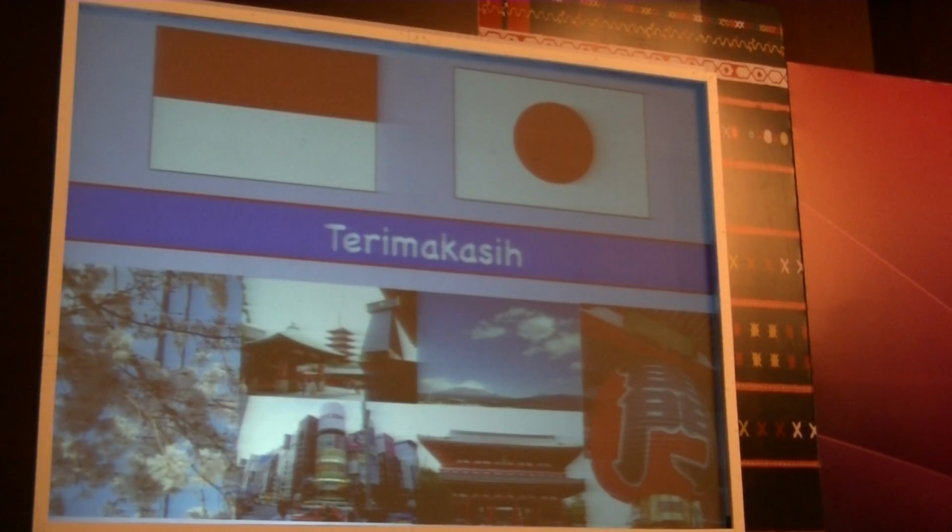Jadi ada kriteria khusus, dia tidak bisa mencegah bahwa sel kanker itu akan ikut transplantasi. So there is a special criteria for that before we can transplant the tissue from the preserved tissue to the mother.